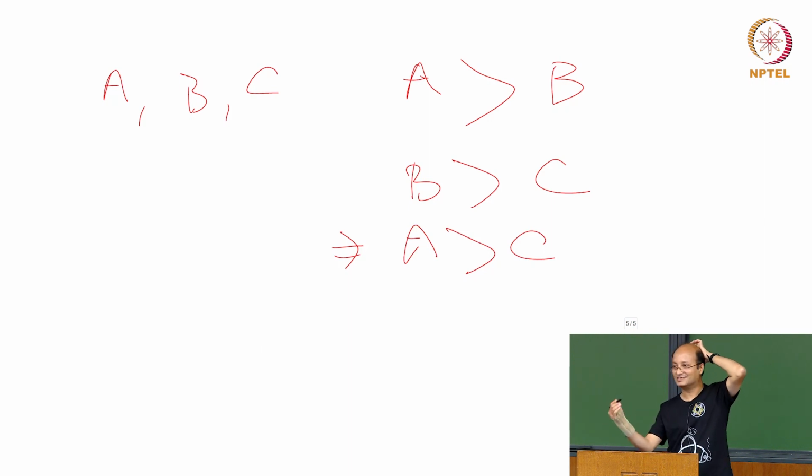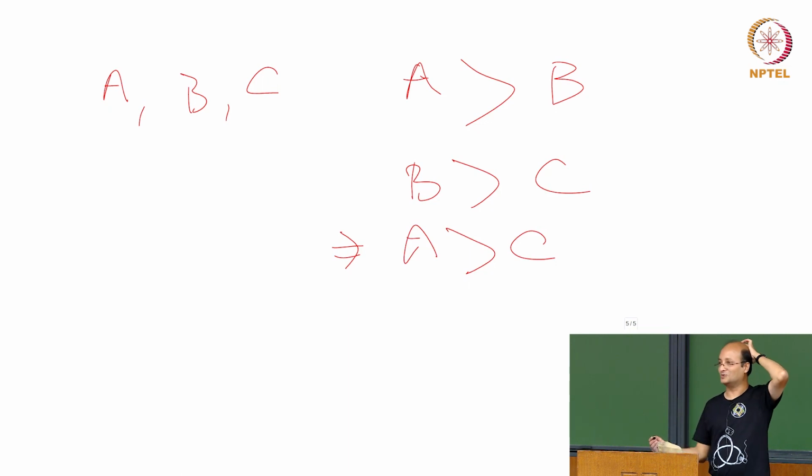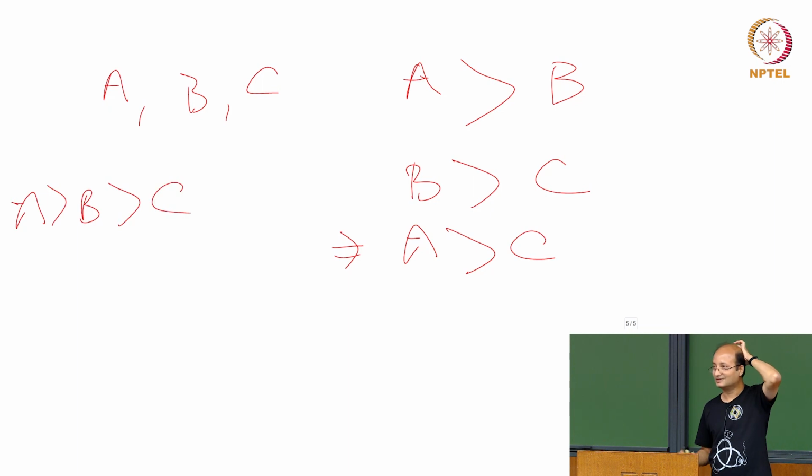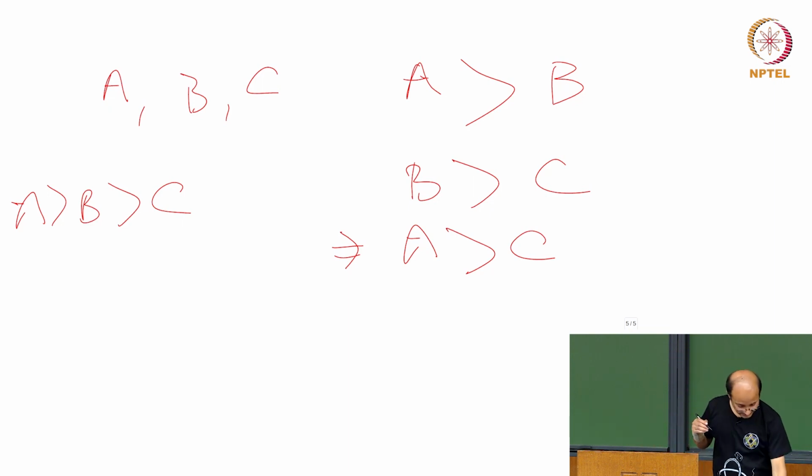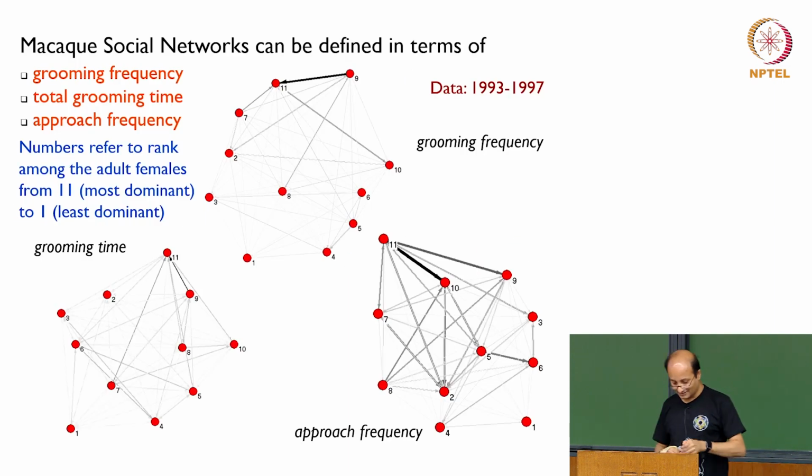Transitivity, exactly, you need transitivity. And it turns out that this is true. So this is always true. And so therefore you can assign a unique rank to the primates. So here the numbers actually refer to the rank, where 11 was dominant.